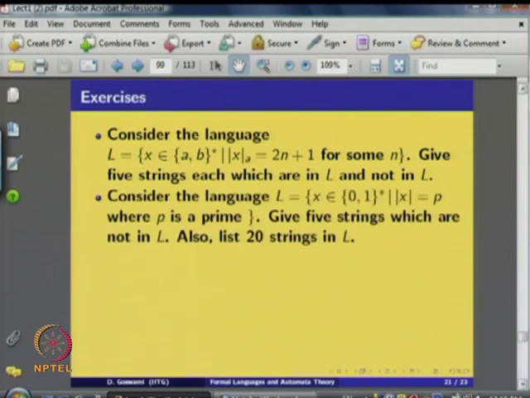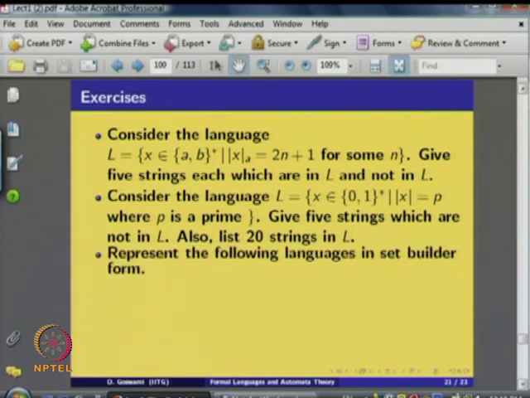Consider the language L containing all those strings from {0, 1} such that the length of every string is prime. Give 5 strings which are not in L. Also list any 2-digit strings in L.